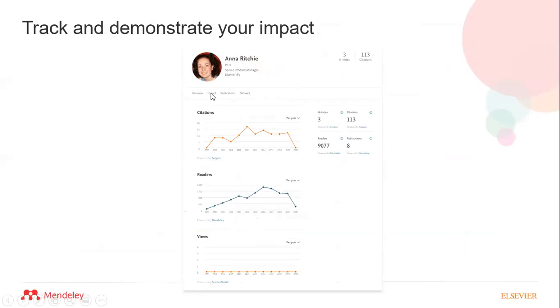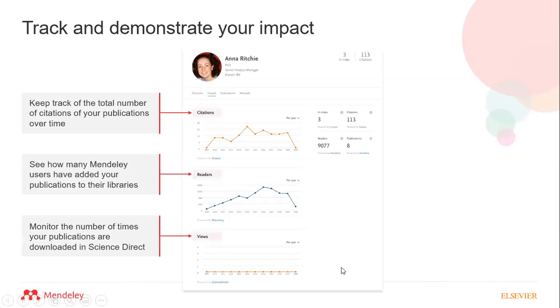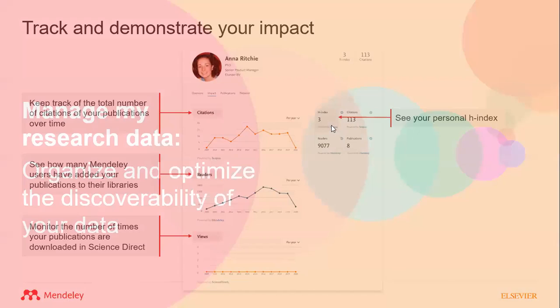Then you can find, under the impact tab, all the papers that you have published and added to your Mendeley profile. So you can find their impact: how many citations obtained, how many readers, and how many views obtained for your published papers. For the citations, at the same time you can find your H-index.